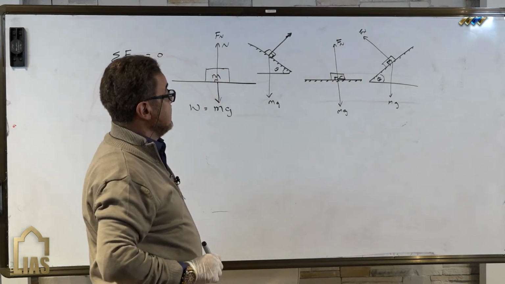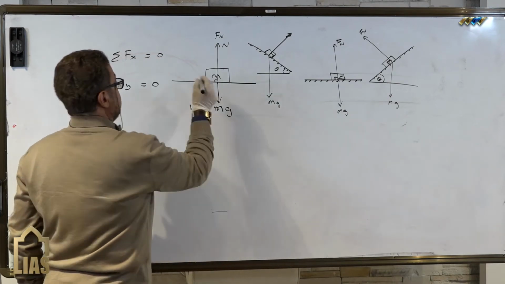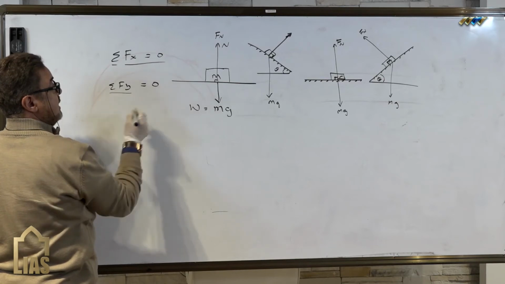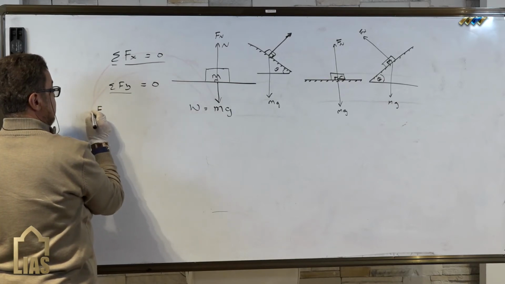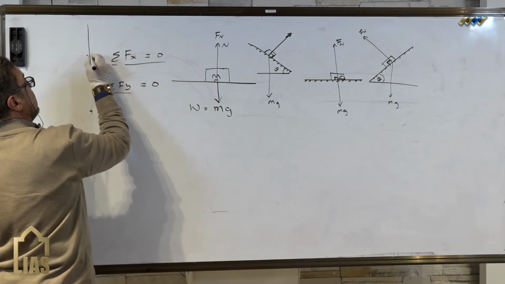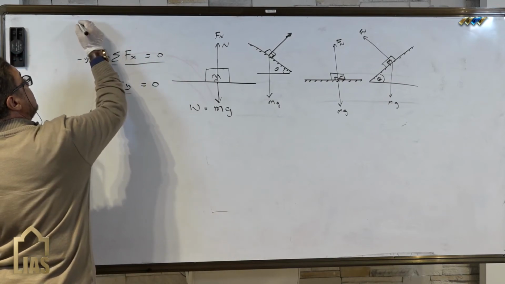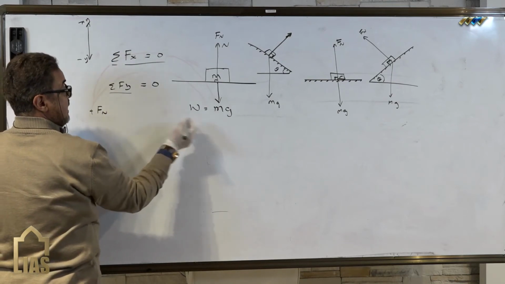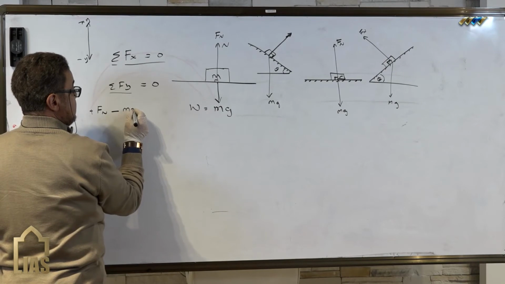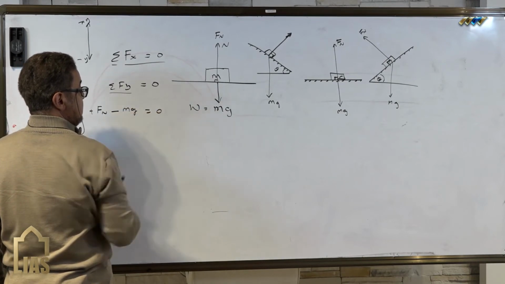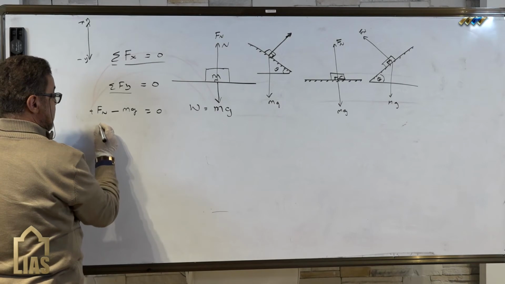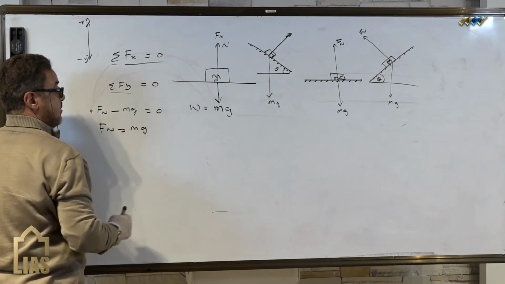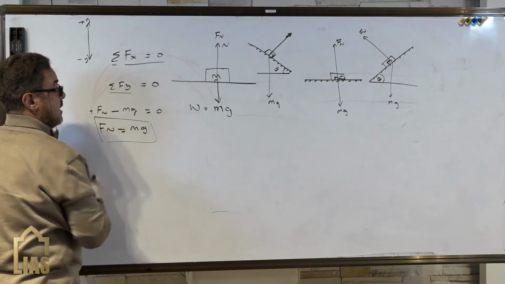In this case, sigma Fy is 0. Taking positive y up and negative y down, Fn minus mg is equal to 0. In this case, Fn is equal to mg.